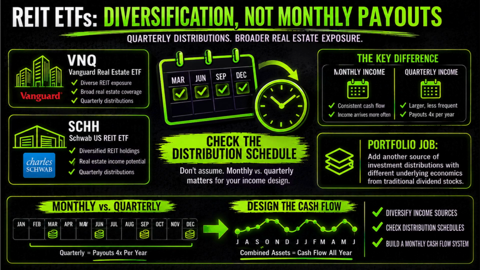REIT ETFs, like VNQ from Vanguard or SCHH from Schwab, typically distribute quarterly. They provide diversification across many REITs, but don't solve the monthly payment requirement on their own. The critical instruction is this: check the distribution schedule of any REIT or REIT ETF before including it in a monthly income calendar. Do not assume. Monthly versus quarterly matters for the design. What's this layer's job in the portfolio? It adds another source of investment distributions with different underlying economics from traditional dividend stocks.